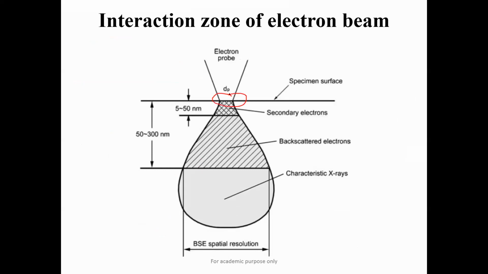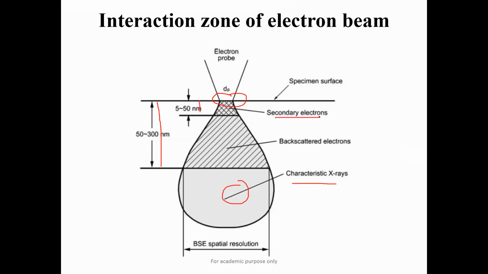Let's assume your probe size is dp. Secondary electrons come from the top 50 nanometers, and your backscattered electrons come from 50 to 300 nanometers. Your characteristic X-rays come from the interaction volume, and its depth is quite a bit longer than that of the secondary and backscattered electrons.